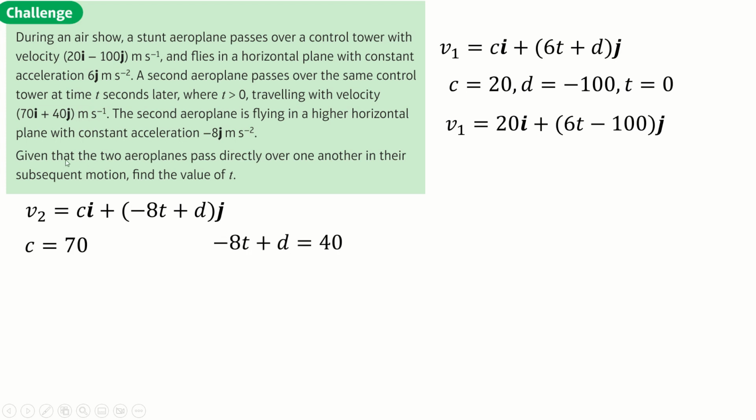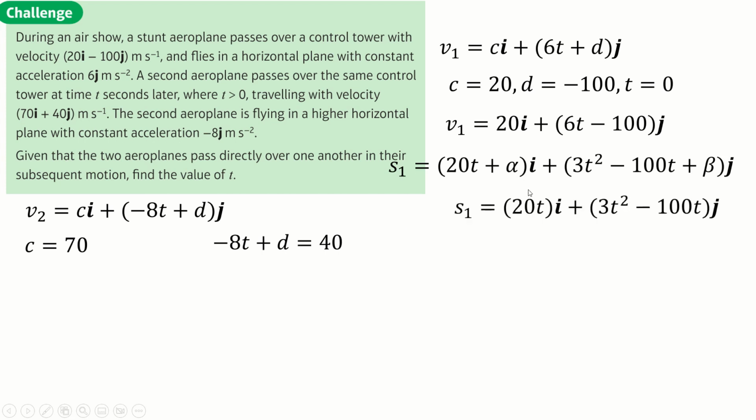Next, the only thing that I know now is that the two airplanes pass directly over one another again. So that means their i coordinate and their j coordinate are equal for some other value of t. They're directly in the same place at some other later value of t. So I need the positions then. So I need to integrate both of these things again. So integrate this, get yourself a new couple of constants. And then, of course, we can get rid of alpha and beta because at time 0, as I said before, I defined the control tower to be at 0, 0. So at time 0, the position should be 0. So alpha and beta are both 0. So we end up with this.